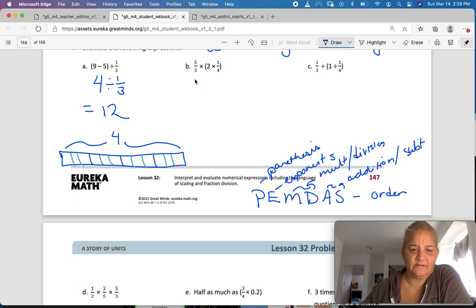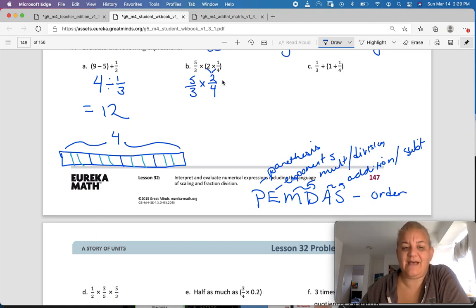Next one. First of all, anything inside parentheses goes first, right? Parentheses first, PEMDAS. So 2 times 1/4. That's easy. 2 times 1/4 would be 2/4, right? And then I can multiply by 5/3. Now I can just multiply straight across. 5 times 2 is 10. And 3 times 4 is 12. And I can even simplify that to 5/6.